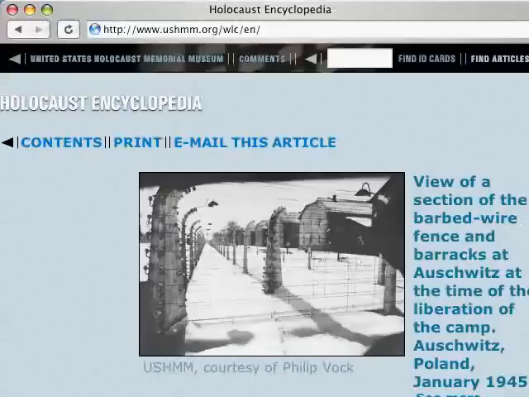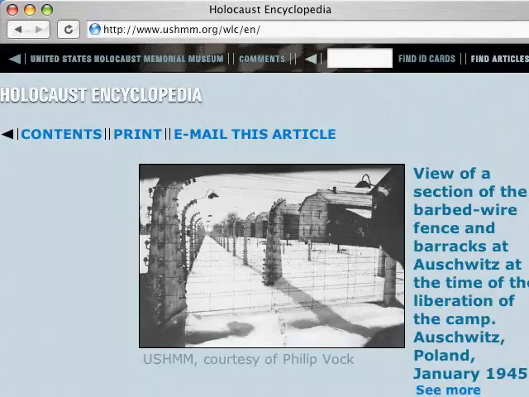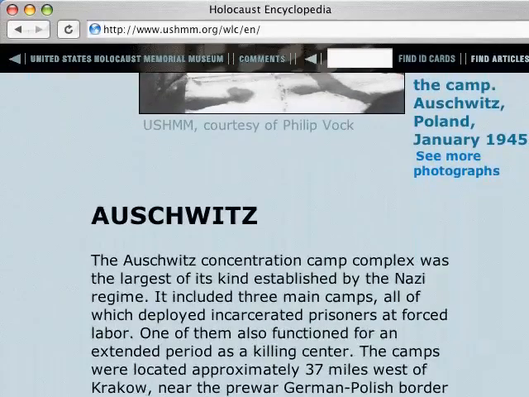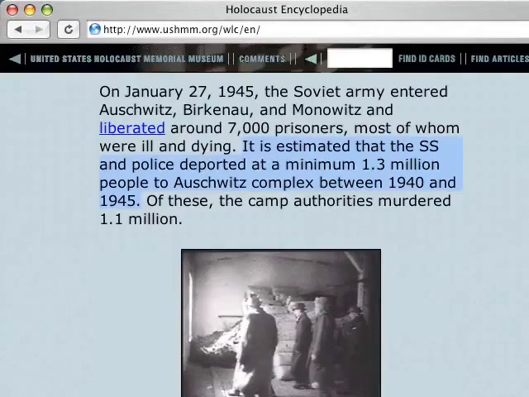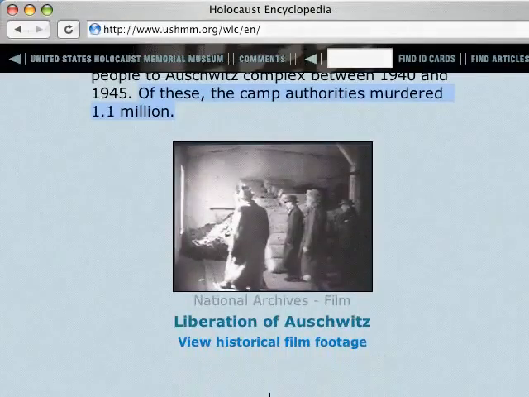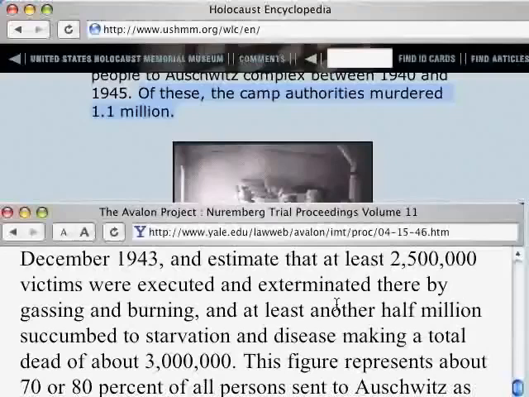"Yes, it is." The problem is that if we go to the U.S. Holocaust Memorial Museum website and look up Auschwitz, it states, "It is estimated that the SS and police deported at a minimum 1.3 million people to Auschwitz complex between 1940 and 1945. Of these, the camp authorities murdered 1.1 million." And when they say murdered, they are including the disease and starvation deaths. So the Auschwitz Museum website says 1.1 million were killed, and yet Höss confessed to 3 million. Strange that he would do that, isn't it?